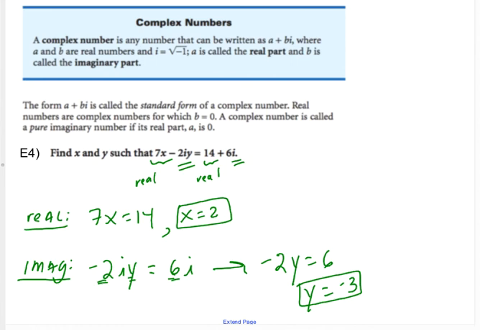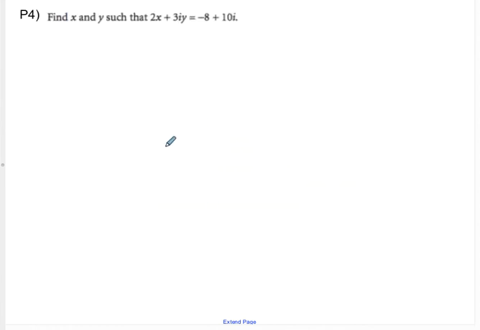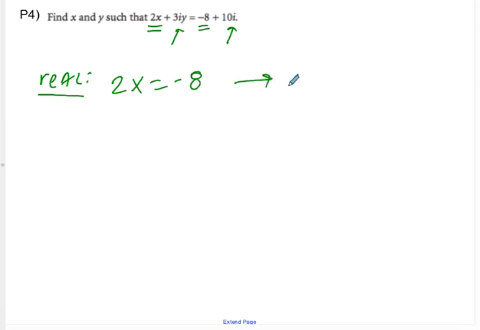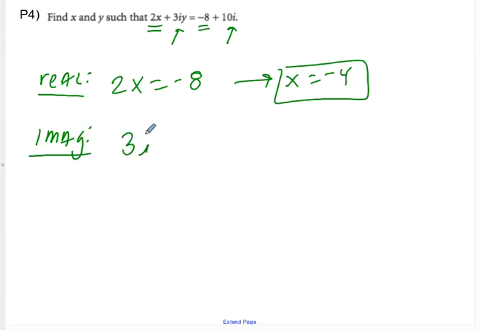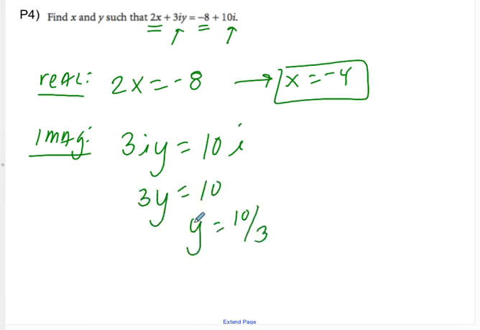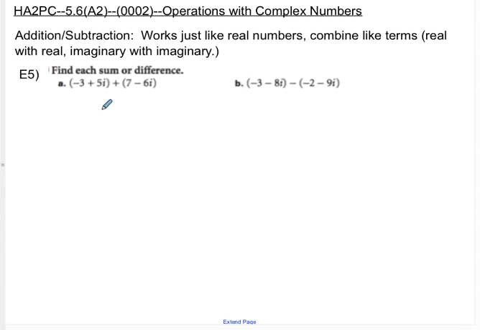All right. So one last one, and then we'll stop this and we'll have our next video in a second. So same idea. You're going to set the real stuff equal to the real stuff, and the imaginary stuff equals the imaginary stuff. So real would be 2x equals negative 8. So that gives me that x is negative 4. And my imaginary part is that 3iy equals 10i. So 3y must be 10, y must be 10 thirds. All right, and that is it for this video.